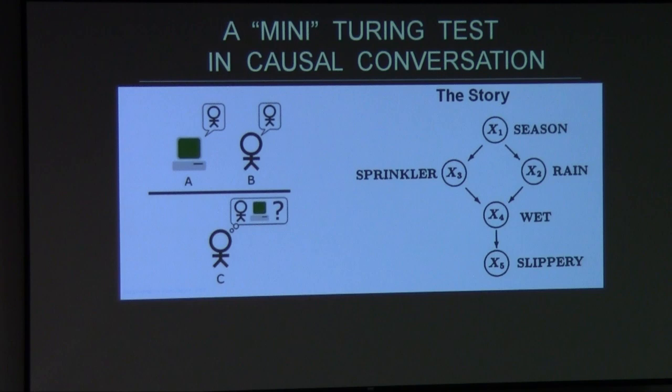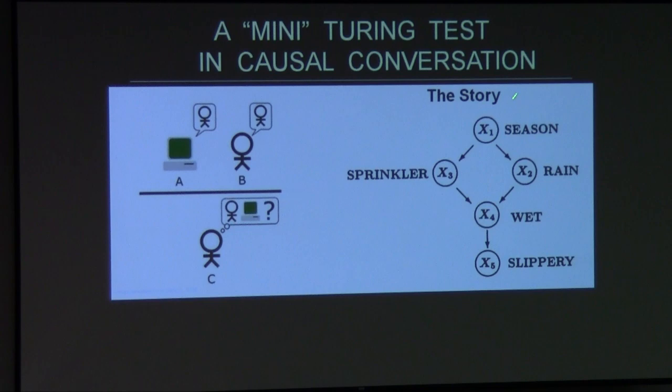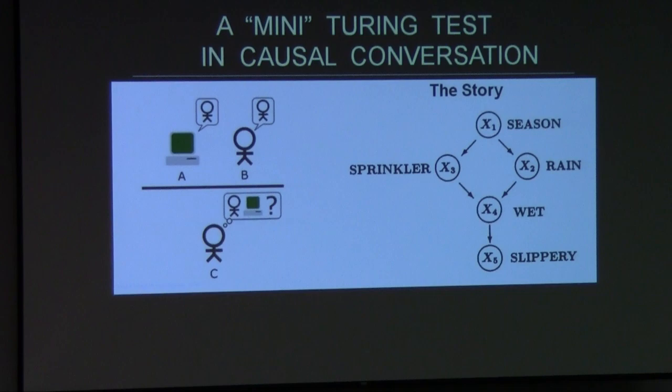So here's the story. You go out of your house and you find a pavement, and it's slippery, it's wet, and you suspect that the sprinkler could have turned it wet. You know that if the season is dry, then people tend to turn the sprinkler on, automatic sprinkler. And rainy season also causes rain, rain causes wetness, and so on. Every child knows that kind of scenario. Okay? So now you have a machine, you have to program a machine to fool the interrogator in answering questions of what is, what if, and why.